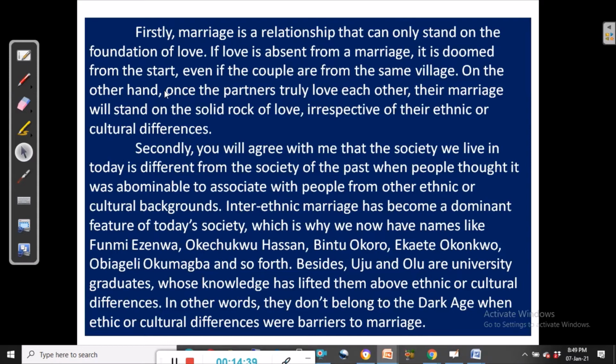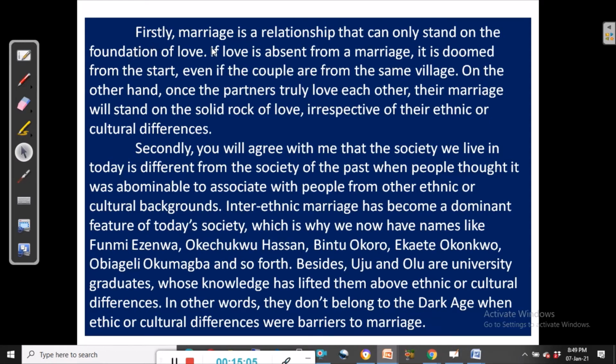Firstly, you now begin the second paragraph with the first point in your outline. Your outline gave the first point as love as a reason why the person who is to get married should make the choice. All right? Now, let's read this second paragraph.